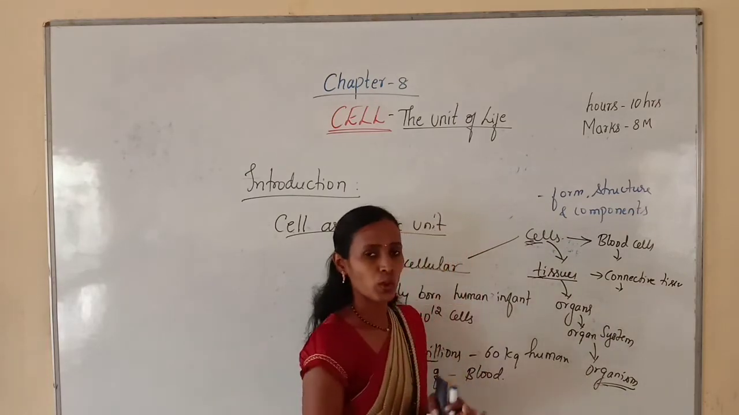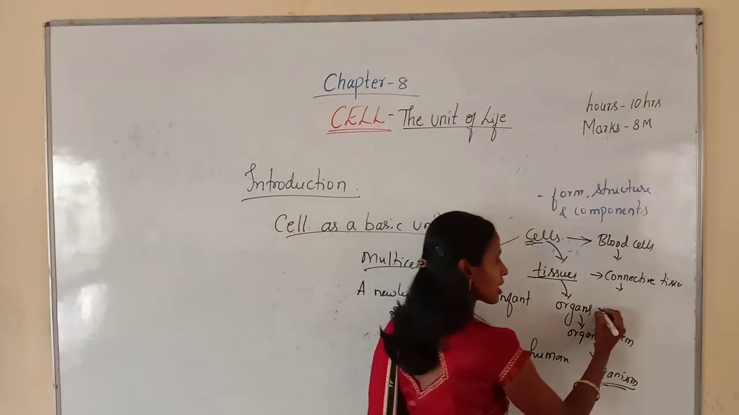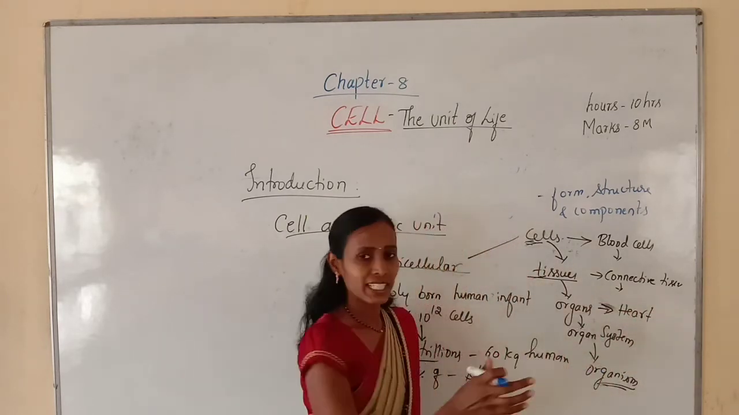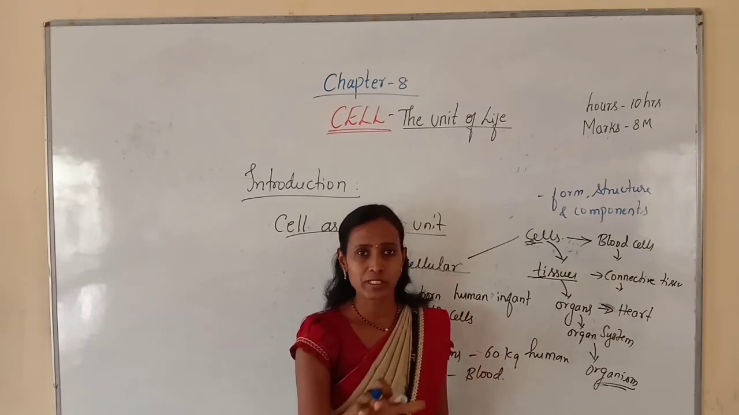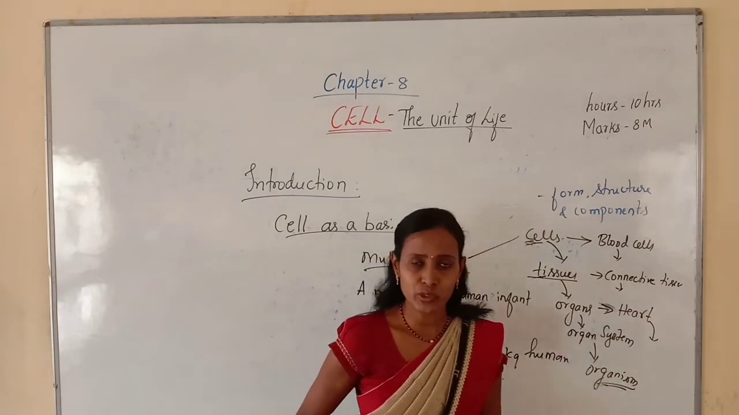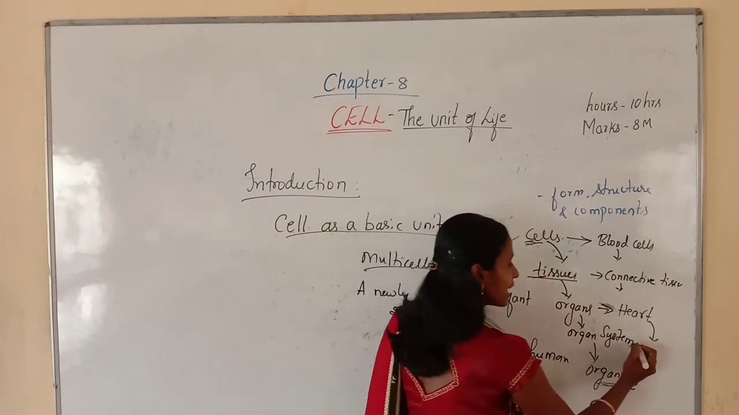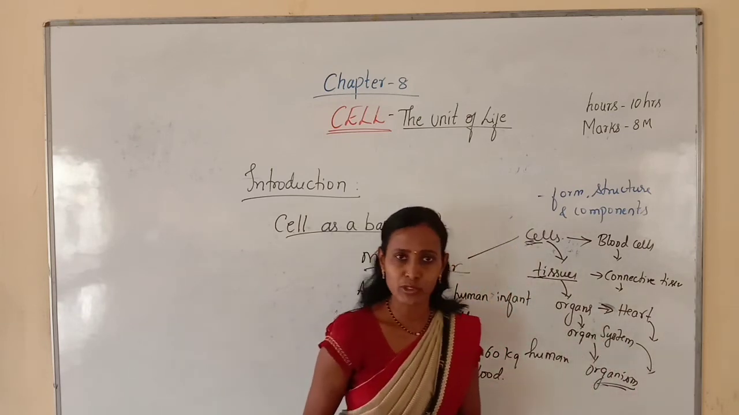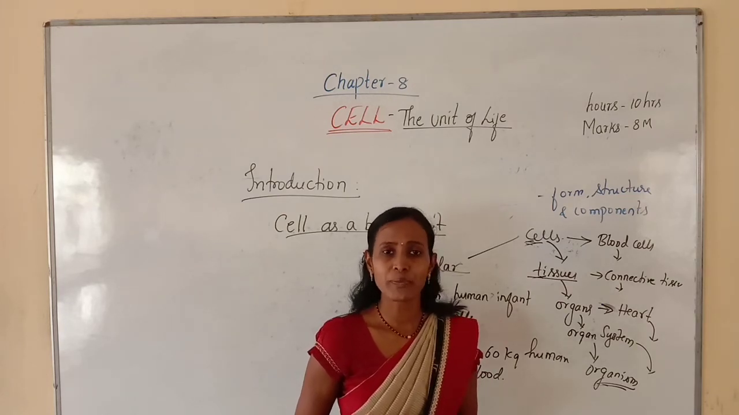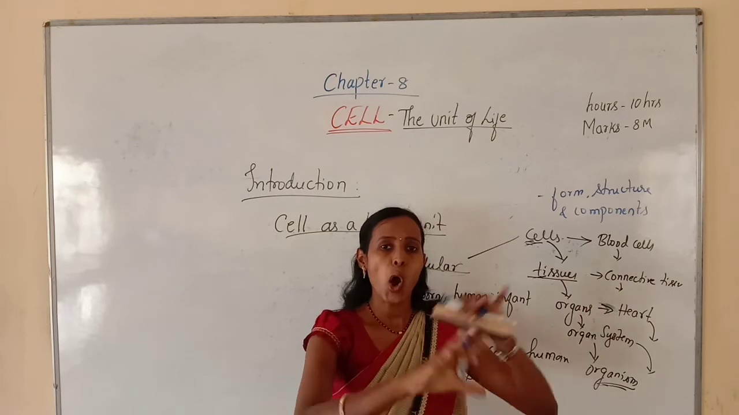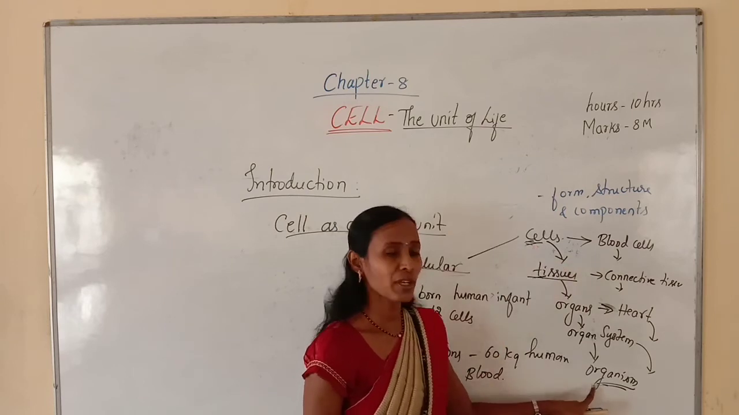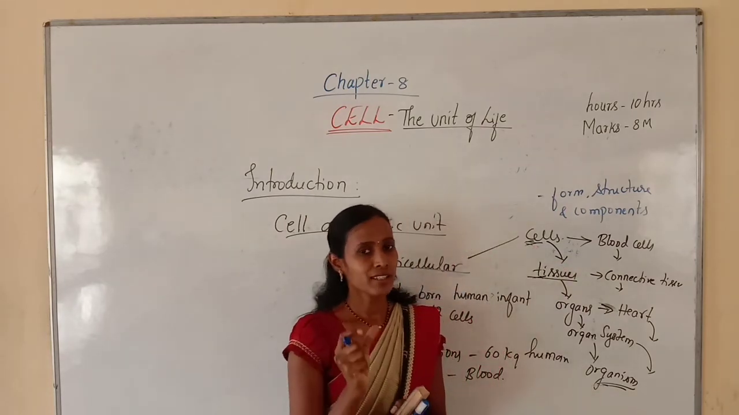Then this connective tissue, along with other tissues, will perform a similar function. Here we can take the organ: it is the heart. So the connective tissue along with the cardiac tissue, everything is present in the heart, and the organ system related to the heart is the circulatory system, and likewise there are different types of organ systems. As I said, the circulatory system, the respiratory system, the digestive system, the excretory system. Likewise, all these systems together form the organism. So this is how an organism can be obtained from a single cell.